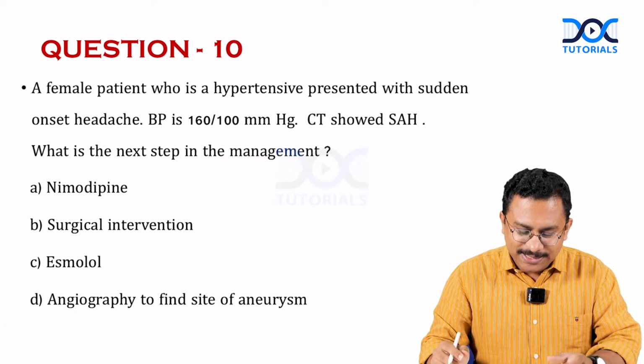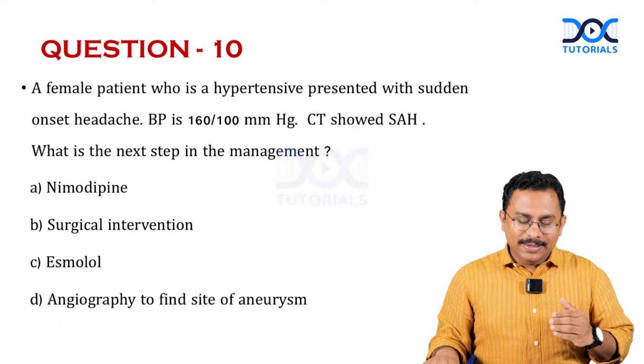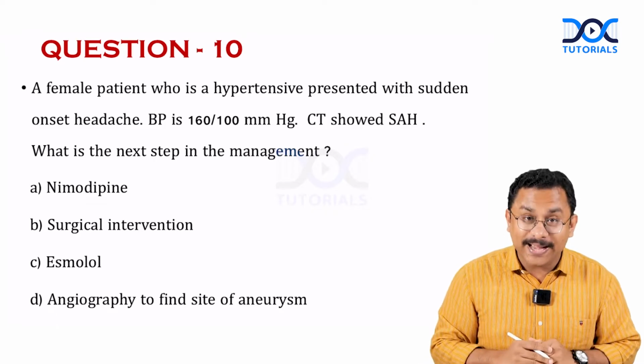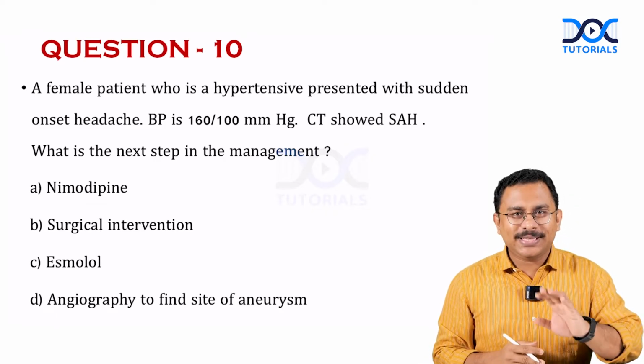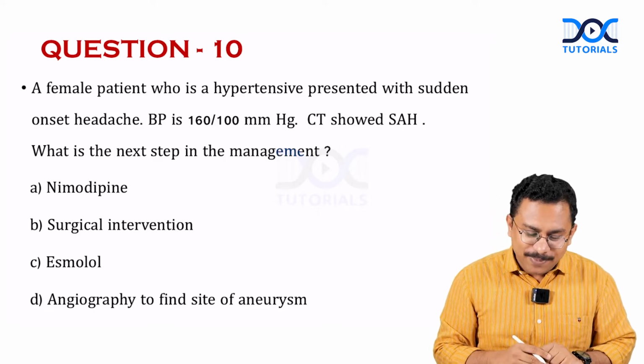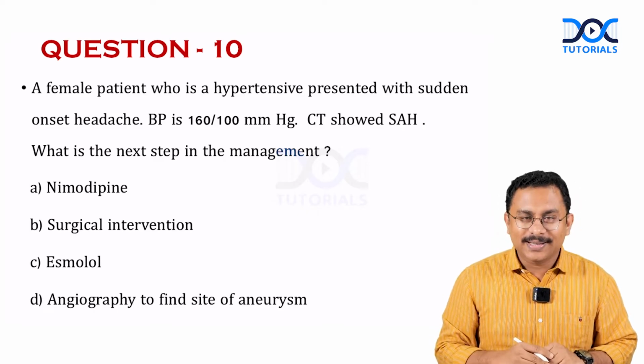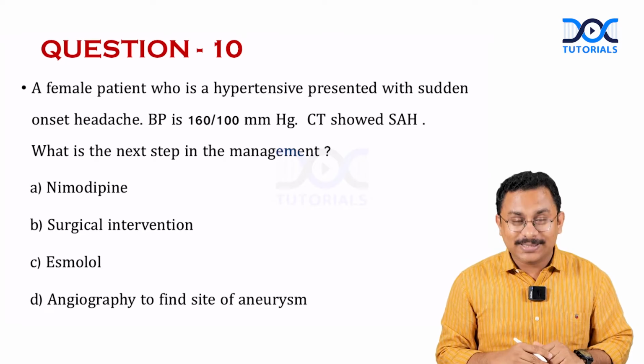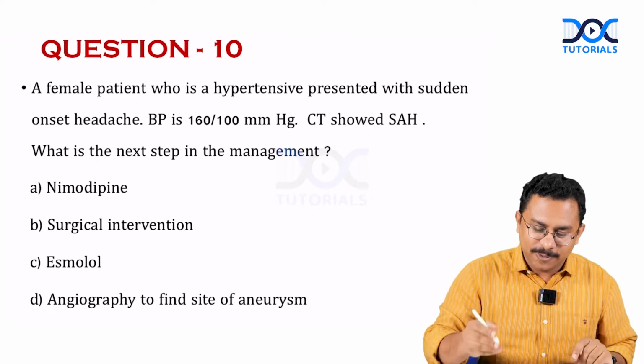Now next question, question number 10. A female patient who is a hypertensive presented with a sudden onset headache. The blood pressure is 160 on 100. CT is showing subarachnoid hemorrhage. What is the next step in management?